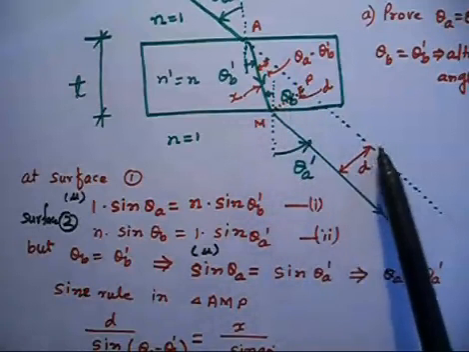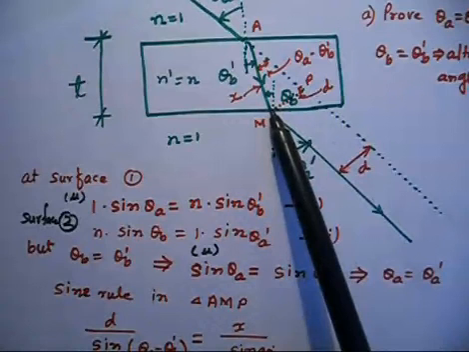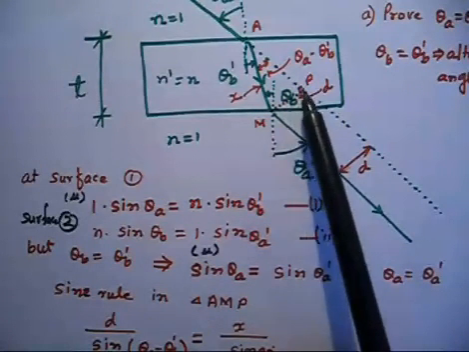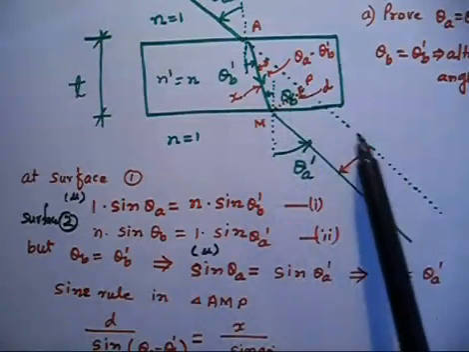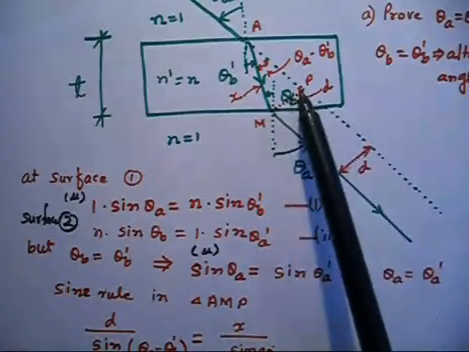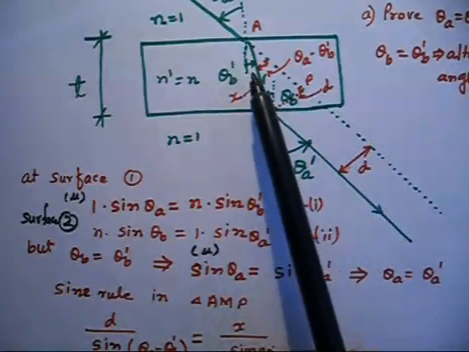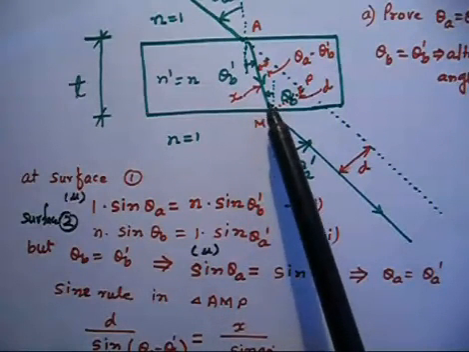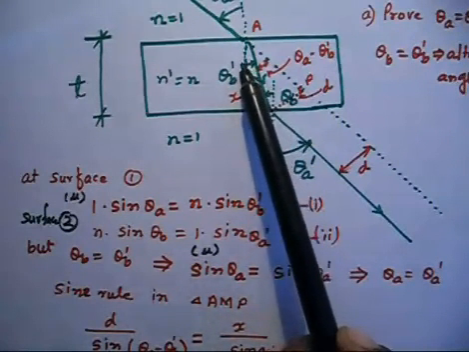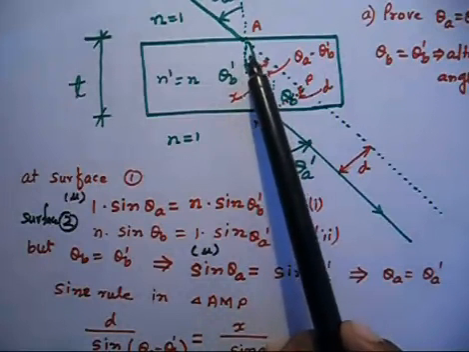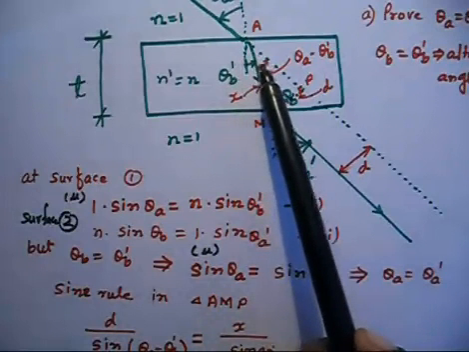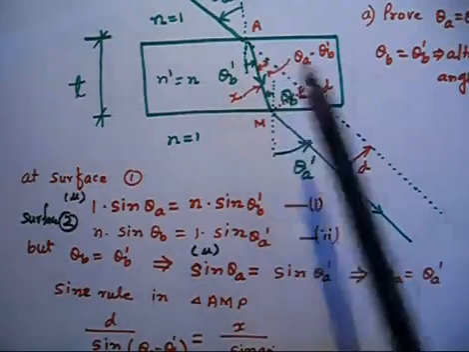So the distance between two parallel lines is D. If I drop a perpendicular from this point to this extended line, the incident extended line, this distance is D. Now let us say this distance AM is X. If this angle is theta B dash, and this angle is theta A, then this angle is theta A minus theta B dash. Are you getting it or not?